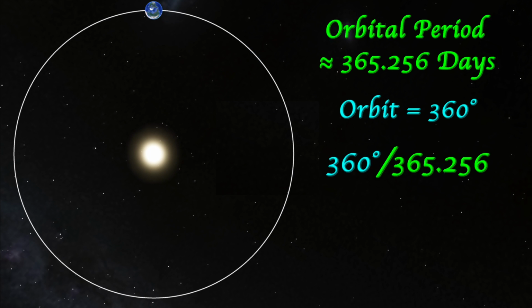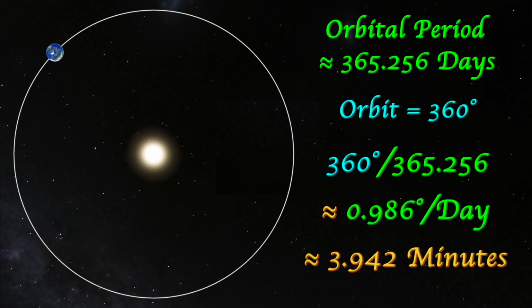So one orbital cycle of 360 degrees of rotation divided by the period of that cycle, which is 365.256 days, results in approximately 0.986 degrees per day, which can be converted to time to about 3.942 minutes. So the Earth is required to rotate 360 degrees plus the extra 0.986 degrees due to its orbital motion in order for the Sun to complete an apparent rotation across the sky to observers on Earth. This is why there is a discrepancy in time between a solar and sidereal day.